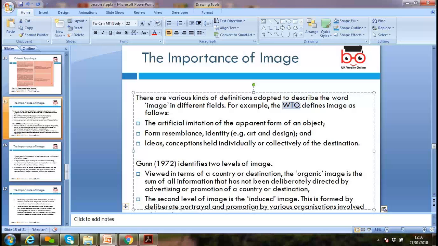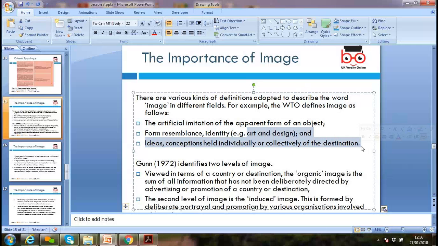So when we look at the WTO, they describe image as an artificial imitation or representation of the apparent form of an object. So form, resemblance, identity, art, and design we can look at, and ideas and conceptions held individually and collectively of the destination. When we are going to visit a destination, how could art and design relate to it? Like the history of Rome, especially Italian, or when we go to Venice, history is linked with it.